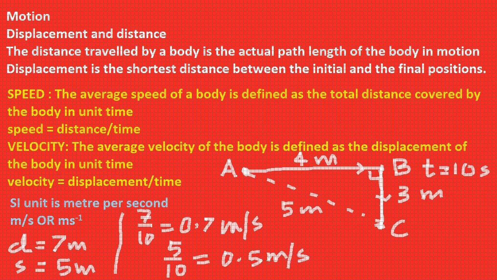So you can see that in the same case, the speed and the velocity are not the same. They are different. Speed can never be less than velocity. It will either be greater or it will be equal to velocity. The reason for that is speed is calculated using distance by time, while velocity is calculated using displacement by time. And displacement can be either less than distance or equal to the distance if the body is traveling in a straight line.